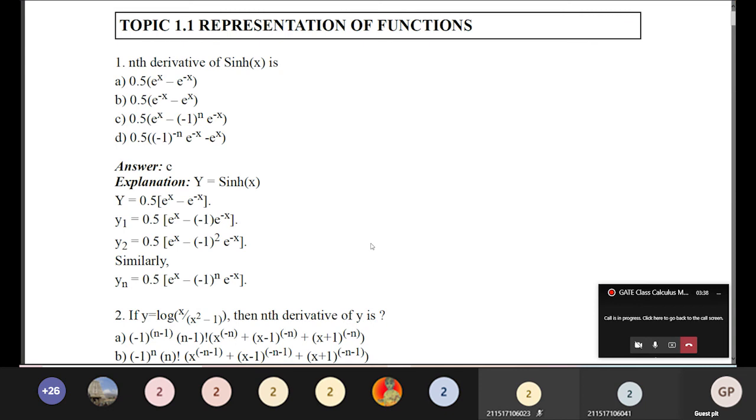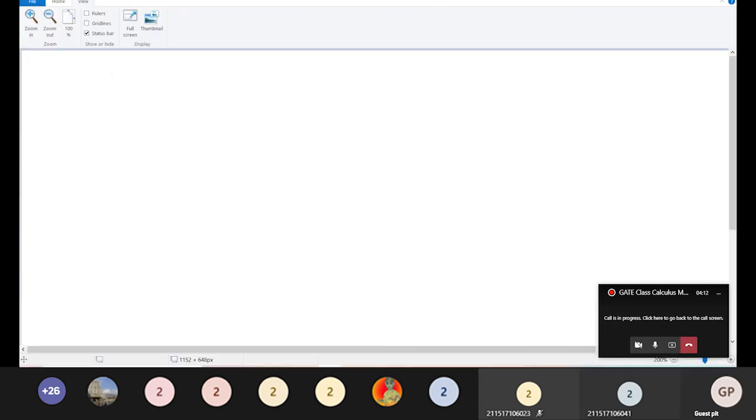Students, good evening. In this session, we will discuss some multiple choice questions from the GATE exam point of view, in the chapter differential calculus. See the first question: the nth derivative of sinh x is. There are four options. The actual result is C. Anyway, we will discuss that now.